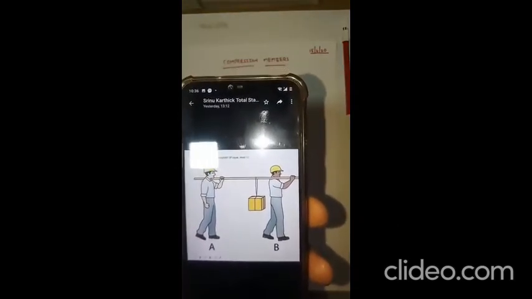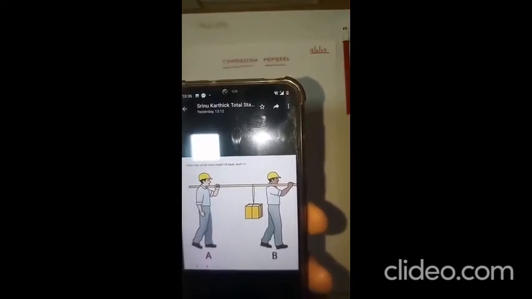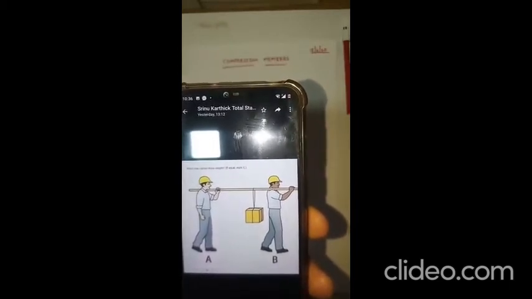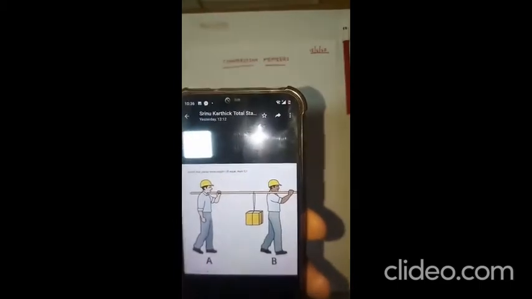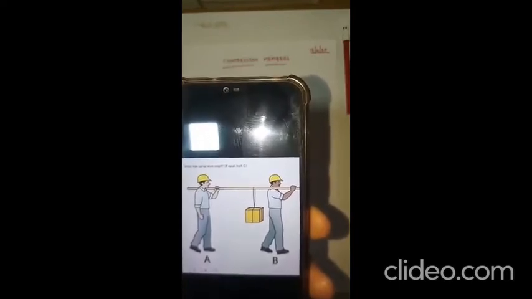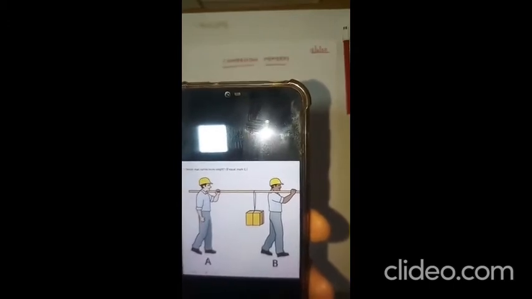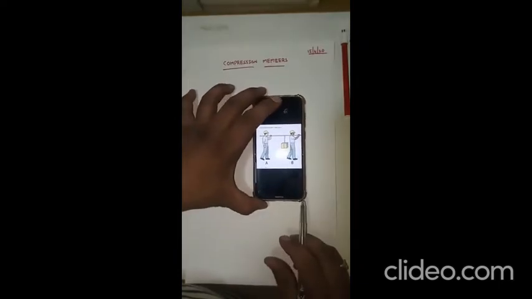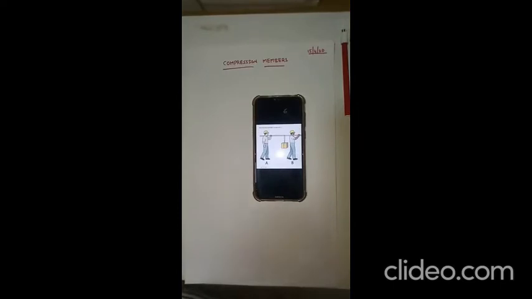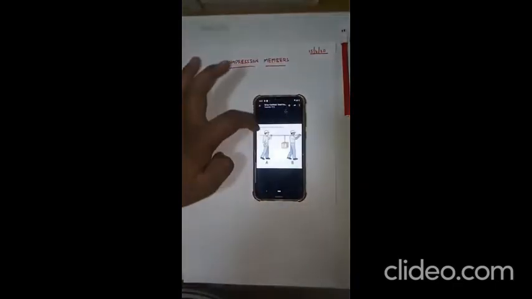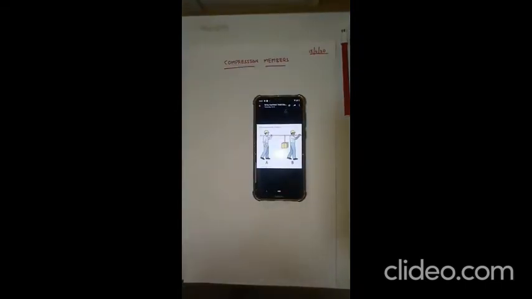Which man carries more weight? First use your common sense to answer this. And the second way, apply your engineering knowledge to justify your answer. I want everyone to answer this question. There are two persons who are carrying a weight. I want to know which man carries more weight. Let others join. In the meantime, we will answer this question. Start answering, guys.